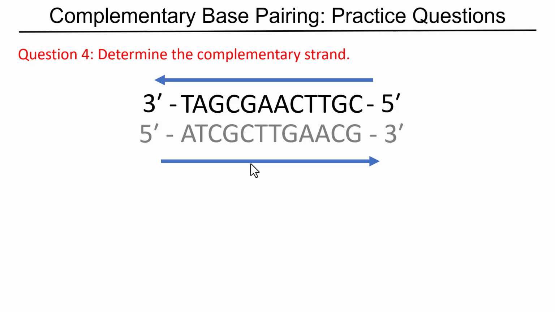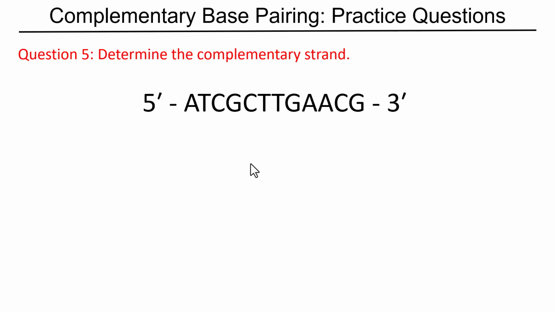Okay, so we started with a strand here that was 3' to 5'. We can still determine the complementary strand, right? We just have to label our ends so we know in which direction they're going. Now here in question 5, this is a slightly different question.